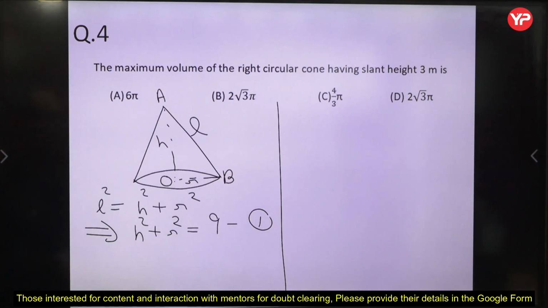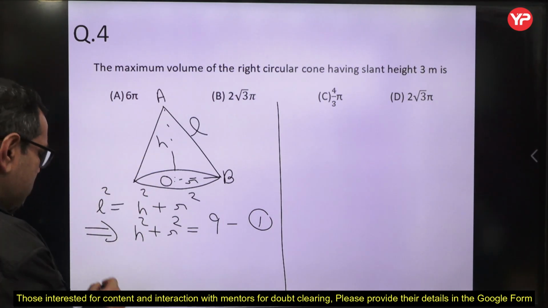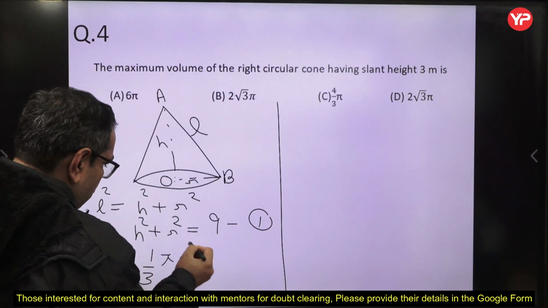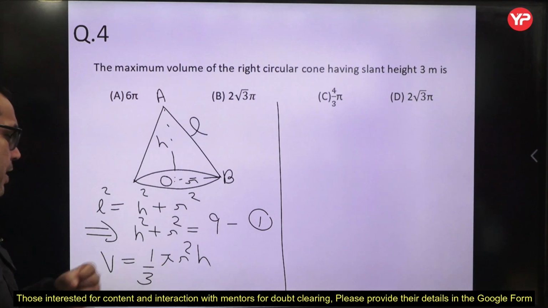Okay, according to the given condition. Now what is the formula for volume? We have to maximize volume. So what is volume actually? We know that the volume of a cone is written as V equal to 1 upon 3 pi r square h. This is the volume of a cone.